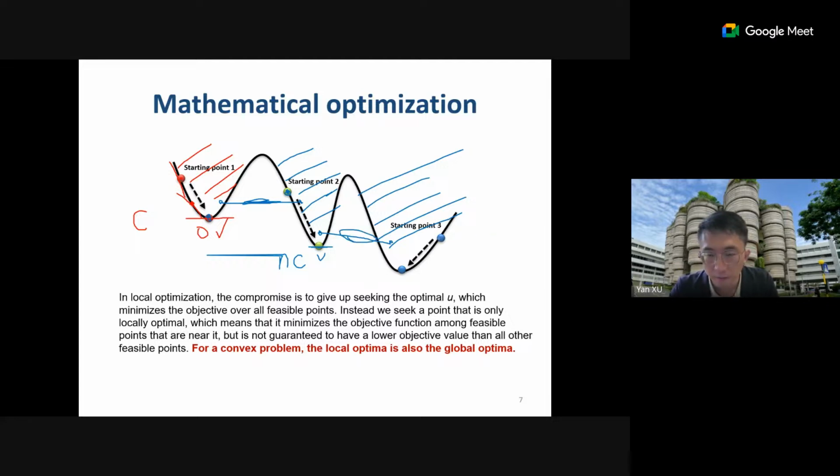Now, if we want to search for the optimal solution for this problem, and if we start from here, we can converge to this solution. And clearly you can see this solution is better than the green and the red point. And this is your global optimal. However, once again, whether we are able to find the global optimum for this non-convex problem is uncertain, right?